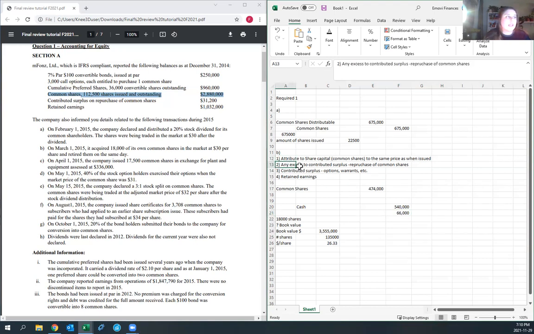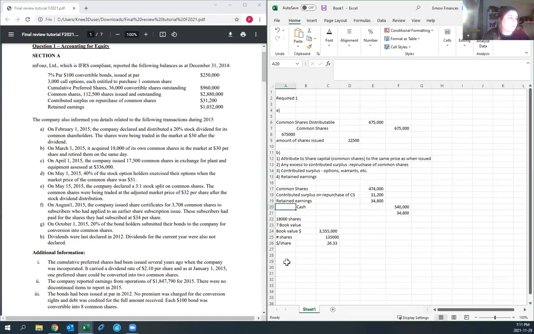So now I'm going to look at two. Do we have an account that's contributed surplus repurchase of common shares? And look at this, we do. We have 31,200. So I'm going to put that down here, and basically debit the whole amount, so it's net zero. And then I'm still going to have a balance here. So I'm going to look in my accounts. Do I have a contributed surplus on options, warrants, or anything else? We don't. So I jump to the fourth, and it's a debit to our retained earnings for the difference. So the amount is going to be 34,800.